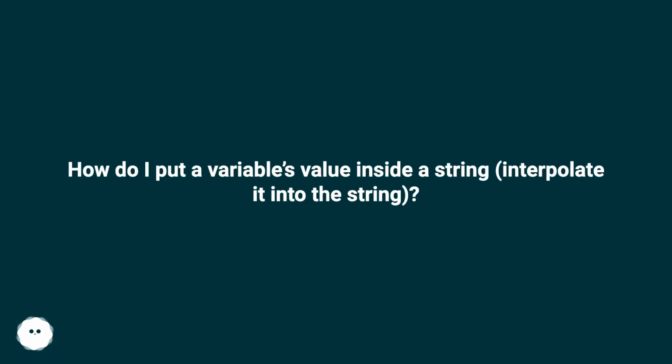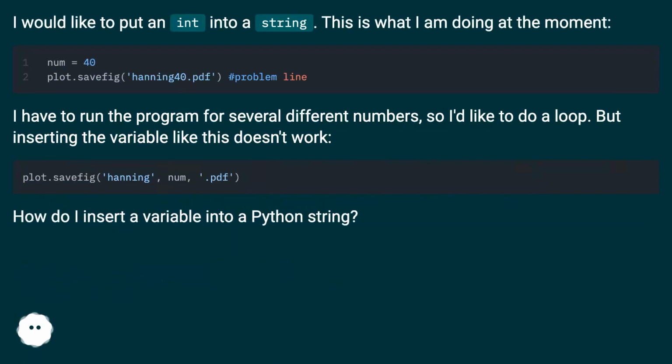How do I put a variable's value inside a string, interpolate it into the string? I would like to put an int into a string. This is what I am doing at the moment.